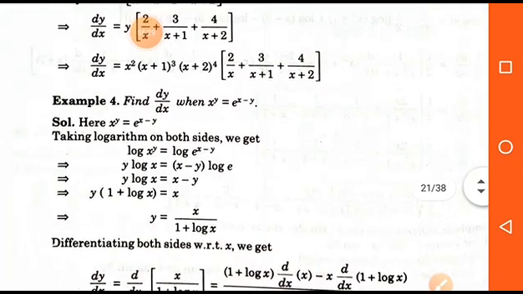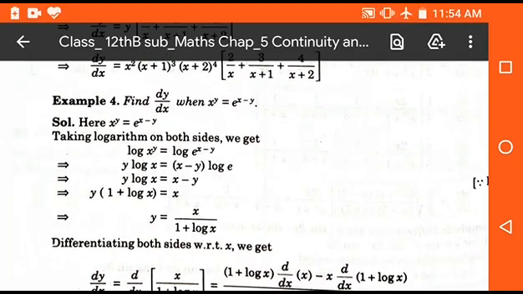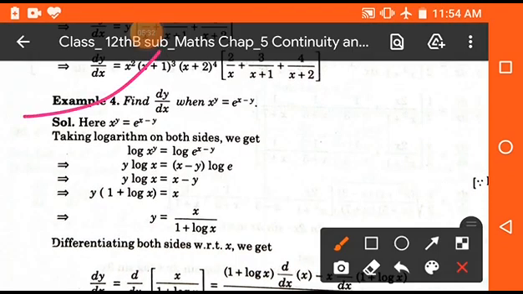Now students, take another example, and this is an important example. Find dy over dx when x to the power y is equal to e to the power (x minus y). So first of all, you see here both functions are exponential. So you will take log here. Taking log both sides, you get log x to the power y is equal to log e to the power (x minus y).